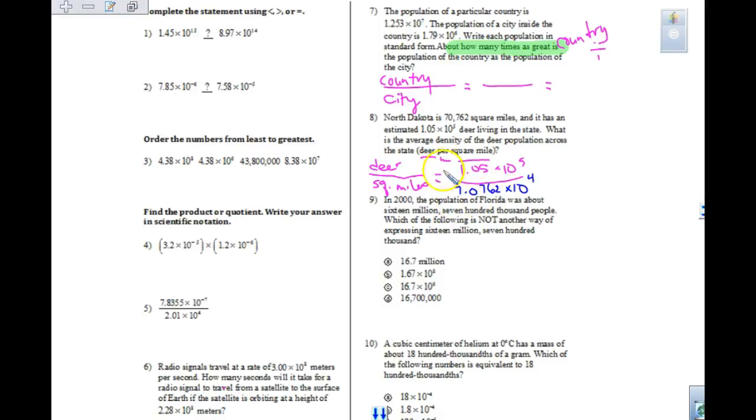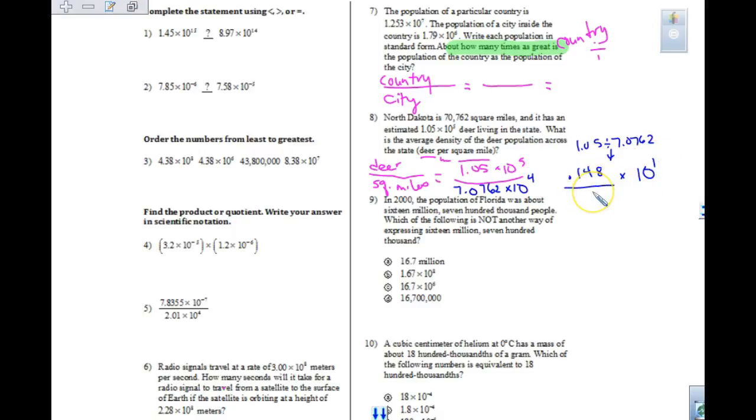Please take out your calculator and do this division. You're taking 1.05 and dividing it by 7.0. We're going to get 0.1485. Times, Elizabeth, what do I do with my exponents when I'm dividing? Minus. So I'm going to end up with 10 to the 1st.